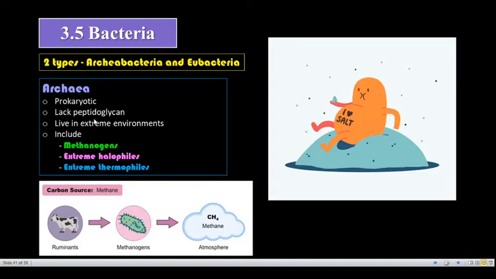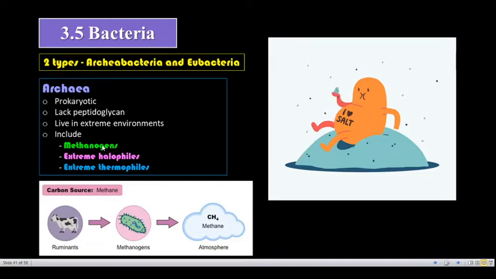Okay, your archaea does not contain peptidoglycan, while your eubacteria contains peptidoglycan in the cell wall. Now, one unique characteristic of your archaea class is that they live in extreme environments. Meaning, unlike your normal bacteria, hindi mo sila makikita inside the common household. Okay, you will usually find them in very concentrated, very high temperature types of environment. For example, you have the three types: the methanogens, the extreme halophiles, and the extreme thermophiles.